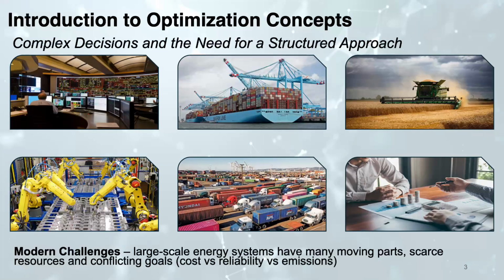In today's industrial landscape, decisions are rarely simple. Take large-scale energy systems as an example. These systems have an incredible number of moving parts, very scarce resources, and goals that often conflict with one another. For instance, how do you minimize costs while simultaneously maximizing reliability and minimizing carbon emissions? When you have that many variables, you cannot rely on intuition alone. You need a structured, mathematical approach to find the right balance.